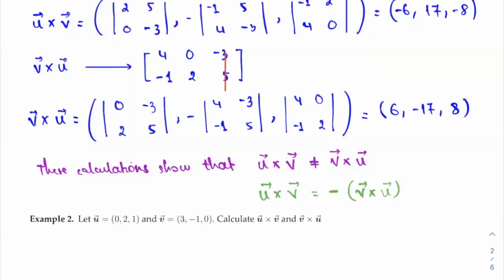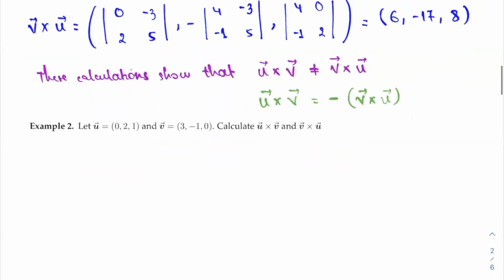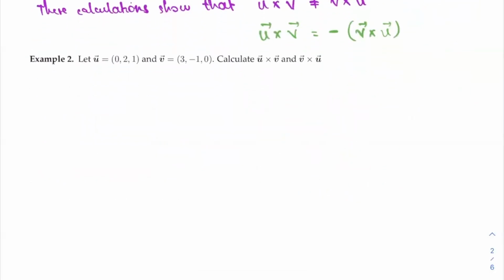Okay, so let's do a similar calculation: U crosses with V and then V crosses with U. In this case, you also have two three-dimensional vectors. When you do U crosses with V, we form a 2 by 3 matrix of the form 0, 2, 1, and V is 3, negative 1, 0. Again, you have this setup because U is the first vector in the cross product and V is the second vector.